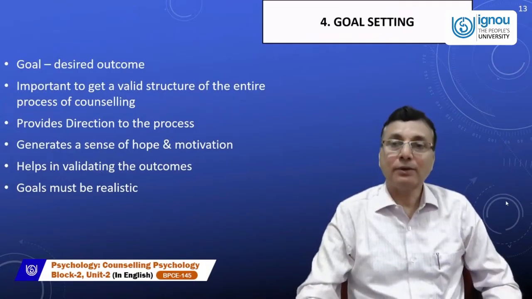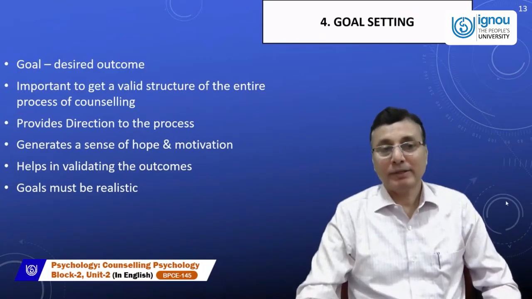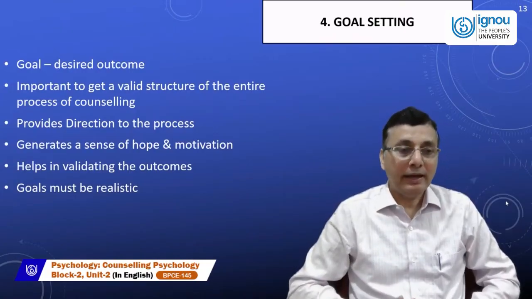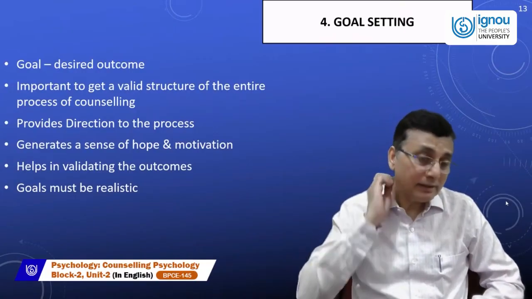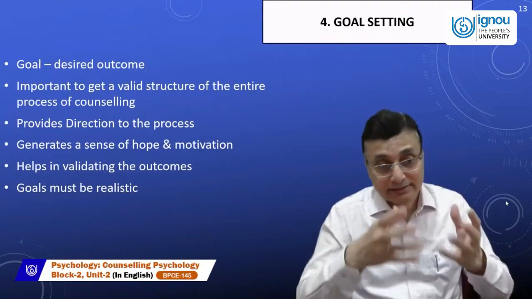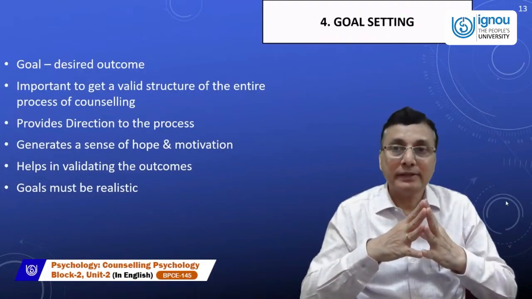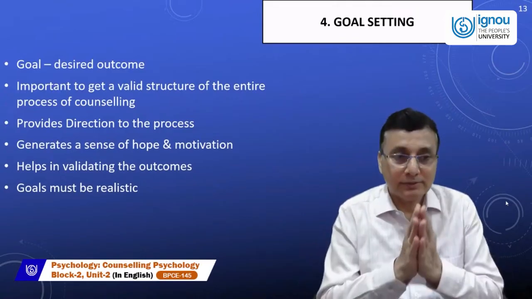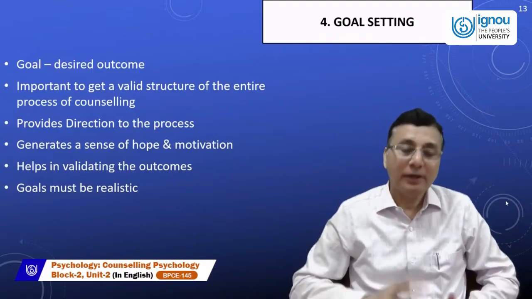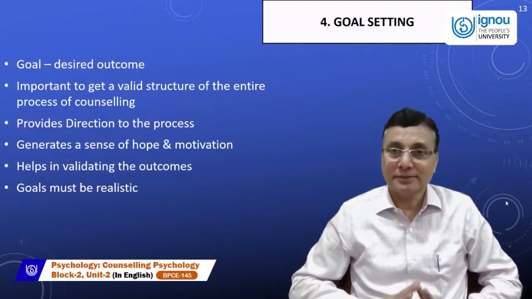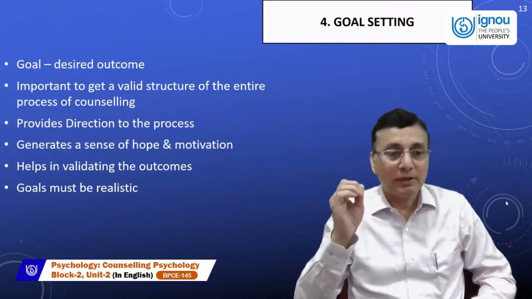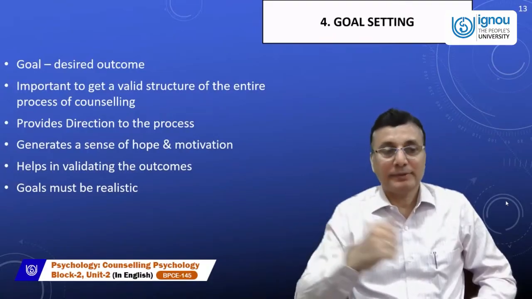But the goals must be realistic, because suppose you know that there is lots of problem in the family, and the child is not able to study well. If you just focus on the child's scholastic performance, it will not be very helpful. Parents are saying he should study hard, he should get 90% marks, and you are also doing counseling for that. This means that this goal is not realistic. Realistic goals mean you have to include the family members also.